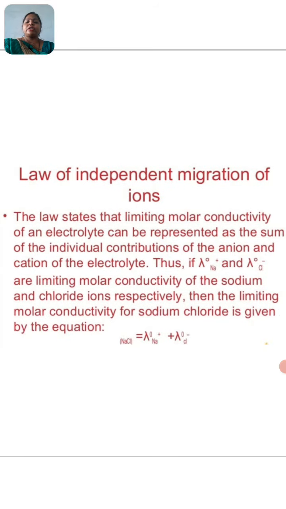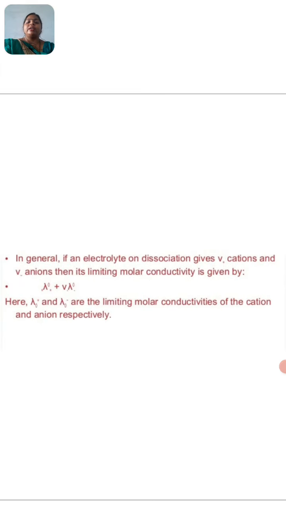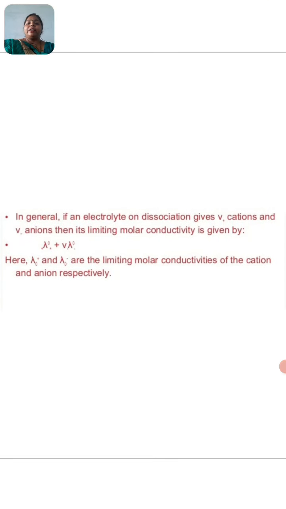With this type of equation we can show molar conductivity. In general, if an electrolyte on dissociation gives v plus cations and v minus anions, then the limiting molar conductivity is given by v plus lambda 0 plus v minus lambda 0. Here lambda 0 plus ion and lambda 0 minus ion are the limiting molar conductivities of the cation and the anion respectively.